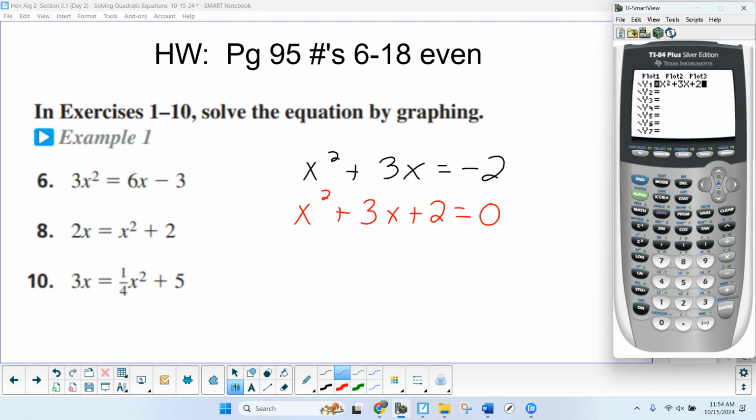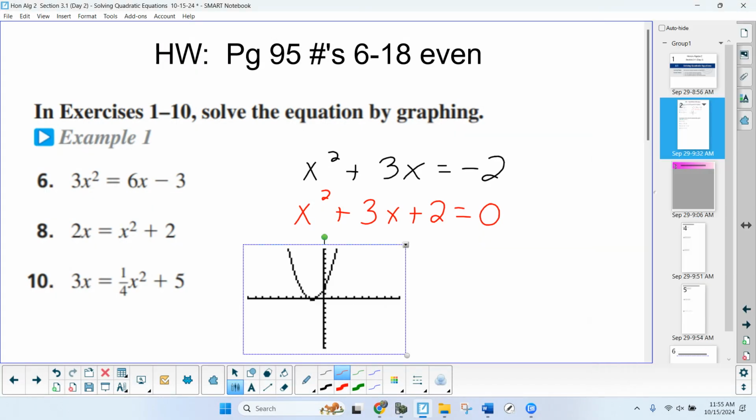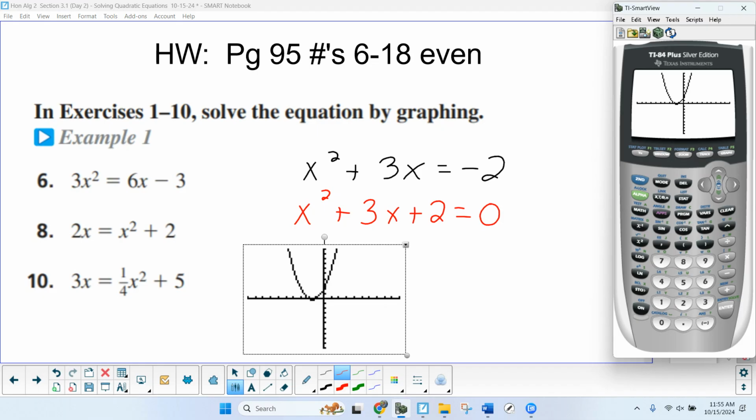Which zoom do I use? 6. Zoom 6, which is standard. That'll get me to the -10, 10 to 1. Now, this one, it's kind of hard, but does it definitely look like it drops below the x-axis? So there's 2 ways you could do it. You could try to just do it from this point. Or remember I taught you zoom box on Thursday?